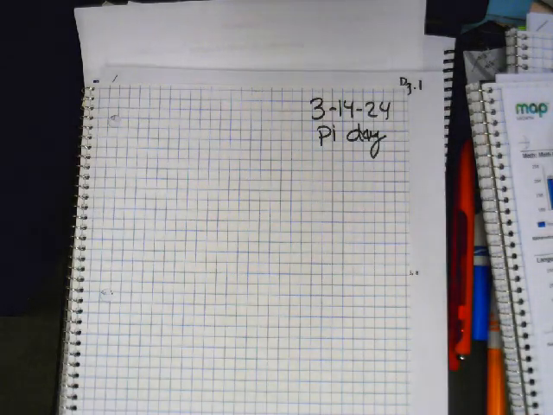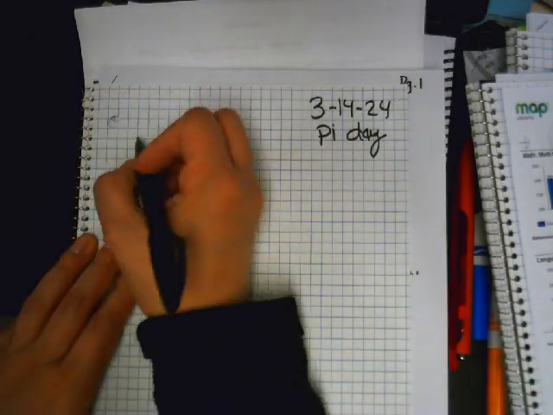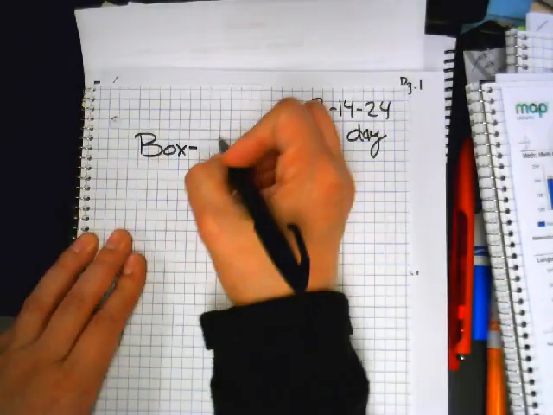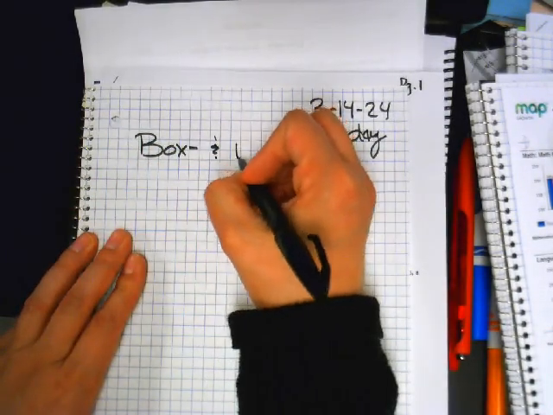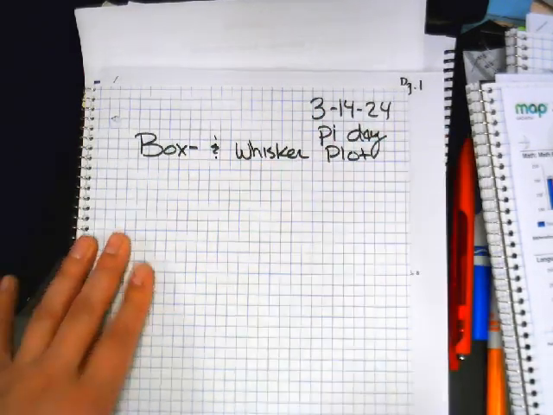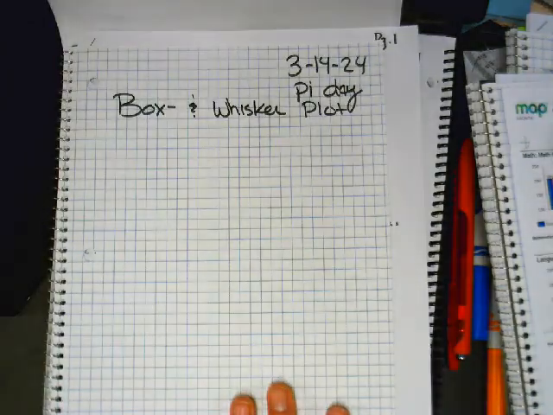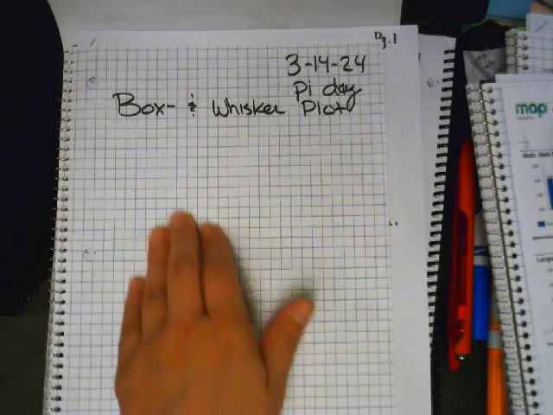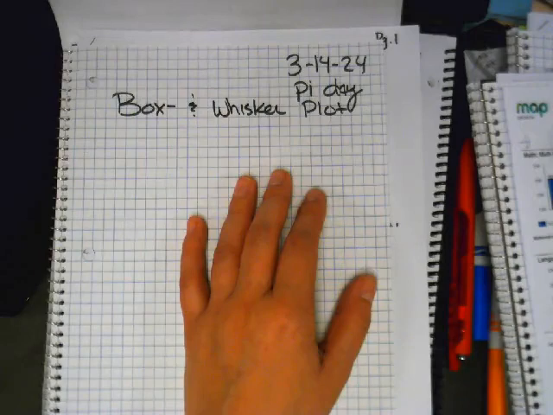Okay, sorry left-handed people. Everybody, let's label this first. Box and whisker plot. It's just a title. And you're going to realize how easy it is.